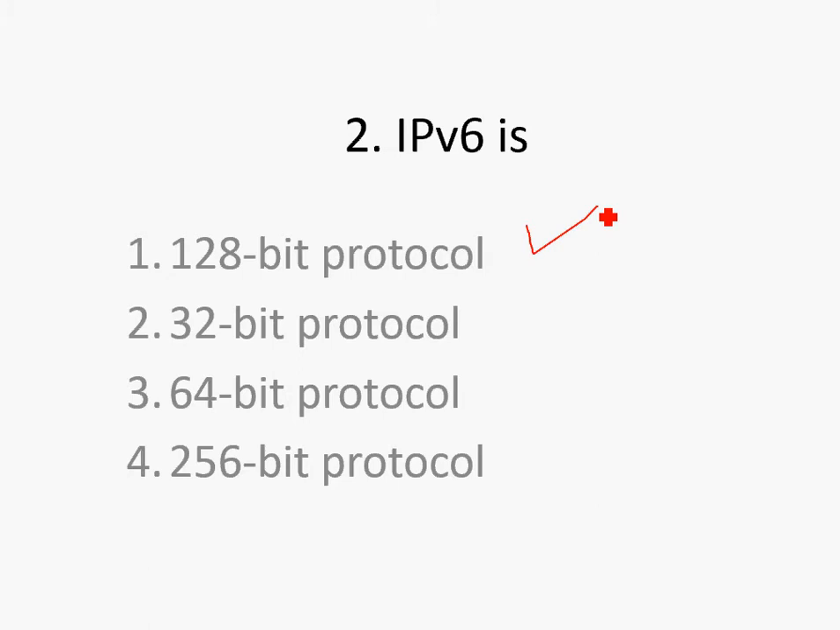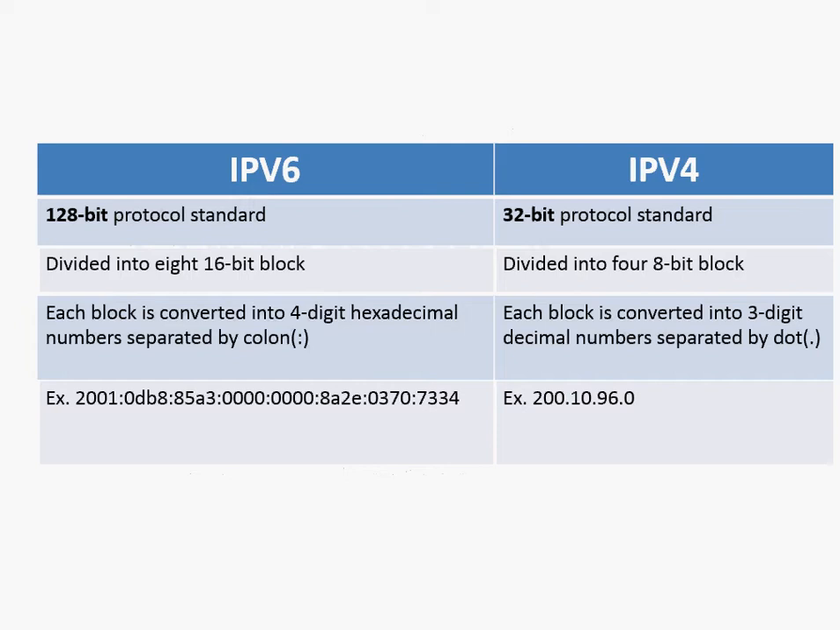Let's see the explanation of this one. IP is the Internet Protocol. The difference between IPv6 and IPv4 is that IPv6 is a 128-bit protocol standard, whereas IPv4 is a 32-bit protocol standard. IPv6 is represented by 8 blocks of 16 bits. Here you see the example, that is 8 blocks, each one of 16 bits.